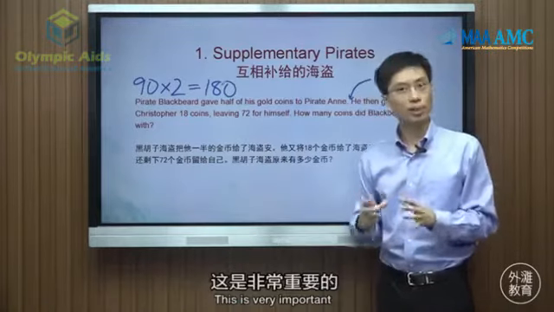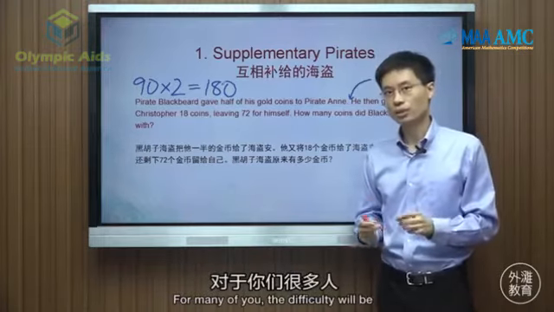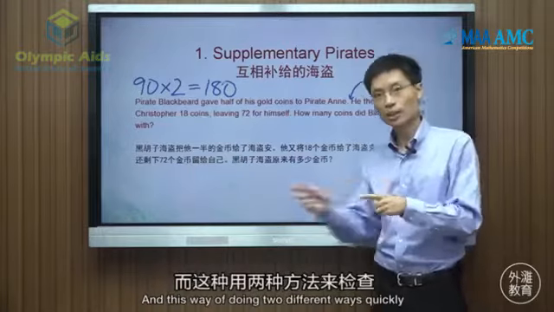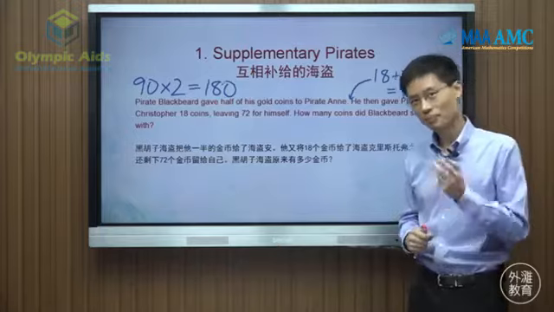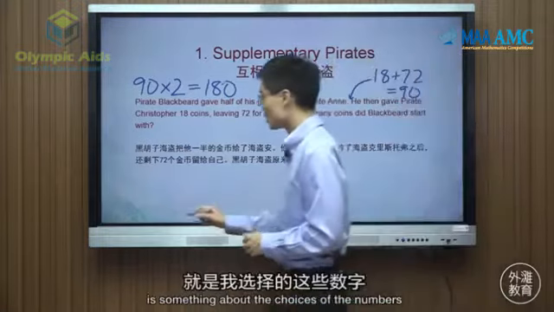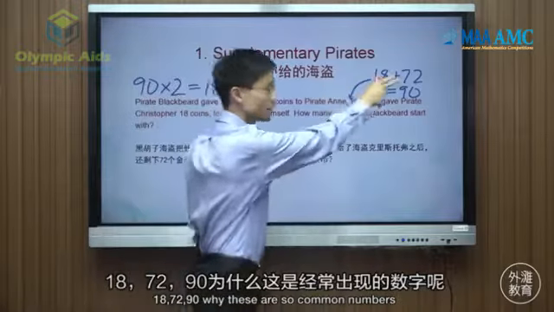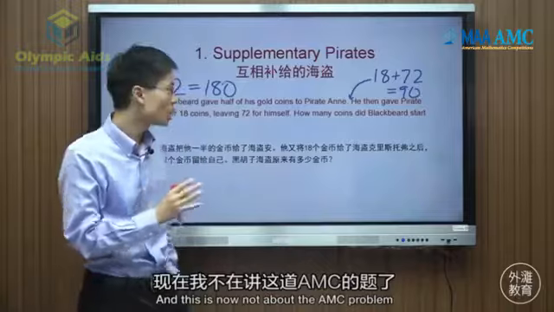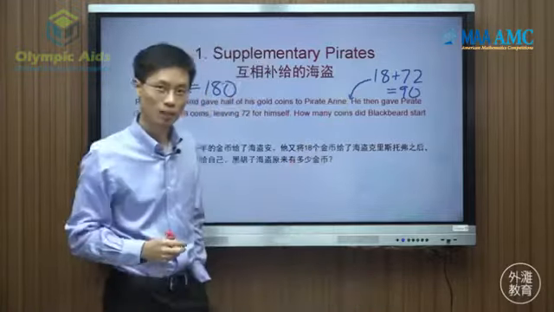This is very important because, especially on AMC8, for many of you, the difficulty will be trying to make sure you don't make mistakes. And this way of doing two different ways quickly will help to prevent that. The last thing I wanted to comment on is the choice of the numbers. 18, 72, 90, why these are such common numbers. This is now not about this AMC problem, but maybe about the theory of these numbers.